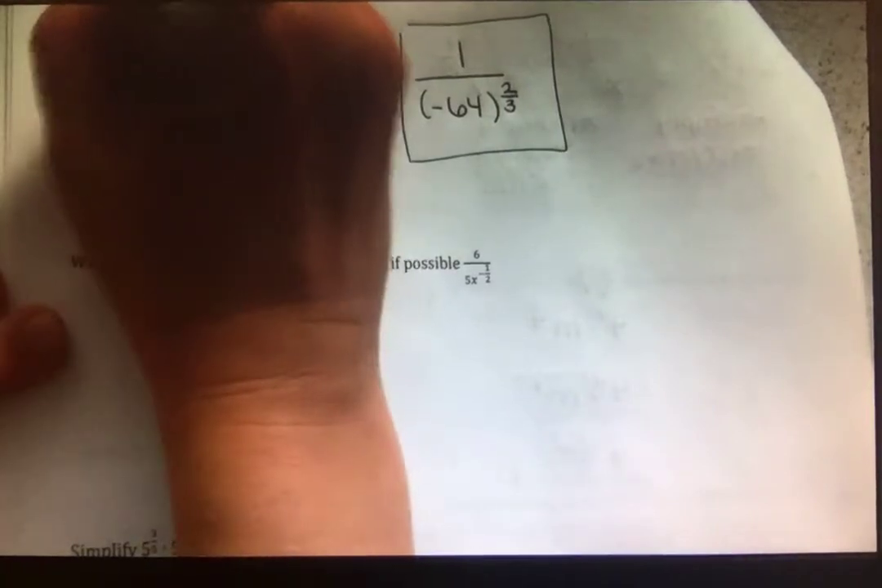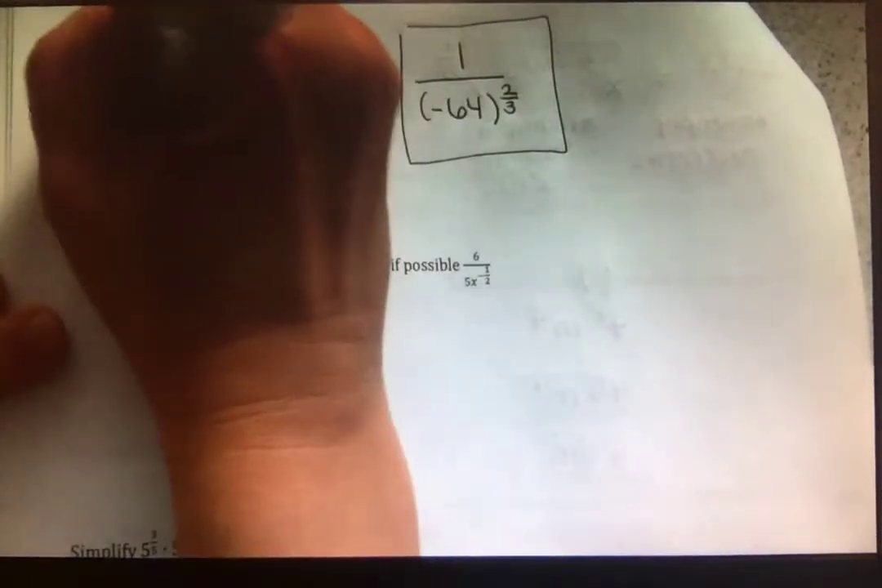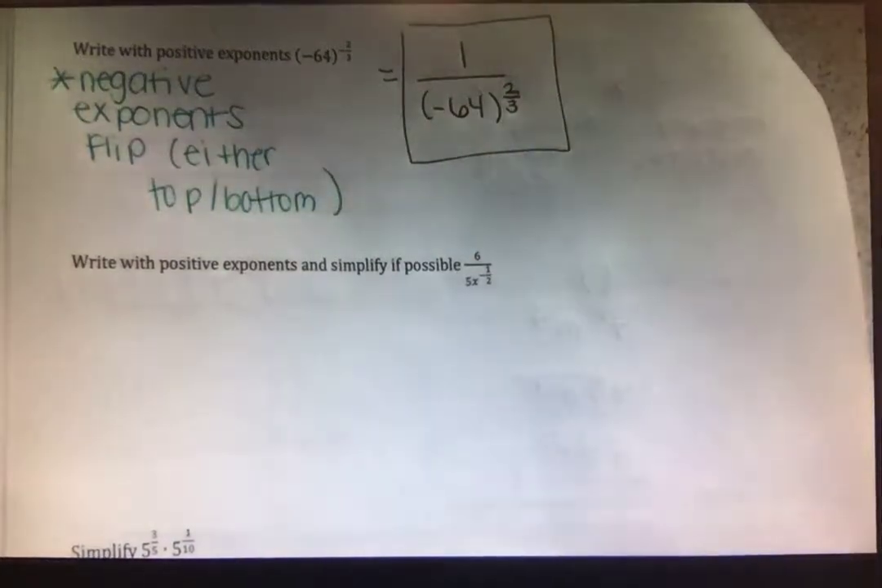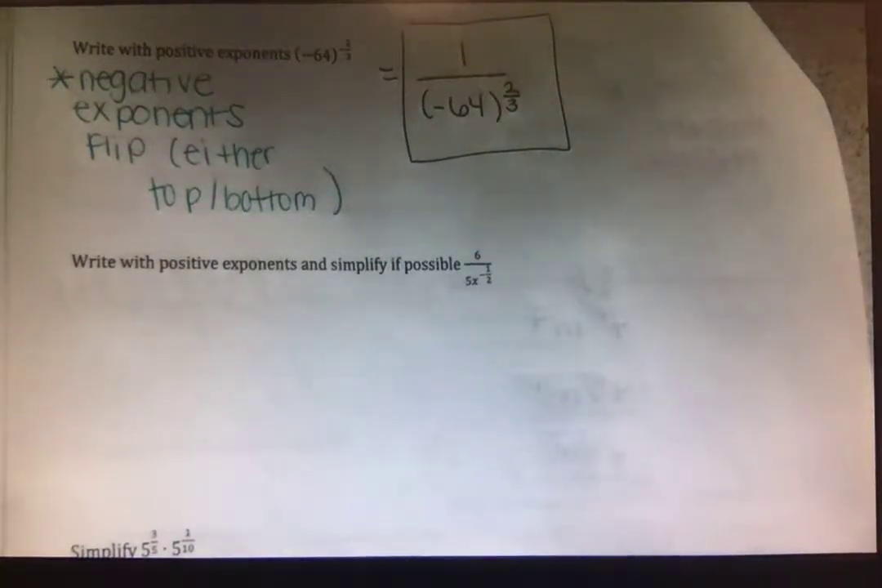So remember, negative exponents flip. So either top or bottom. This one's up top, so it's going to flip down to the bottom. If it was already on the bottom, it would flip up to the top. So same thing with the next one.